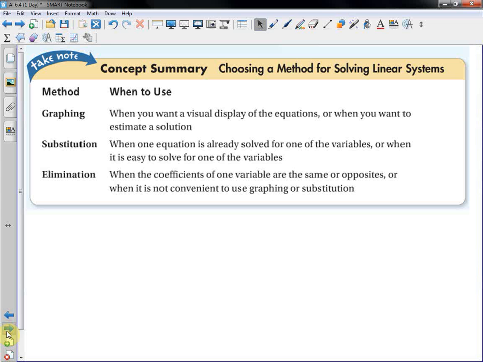Now, when we talk about applications, we really can choose what type of method we're going to use to solve these problems. We've learned three so far, which are graphing, substitution, and elimination. Graphing, we might want to use when we want to display solutions or get an easy estimate of a solution. Substitution, maybe when one variable is already solved. And elimination, when we see the coefficients of the variables are opposites of each other or close to that.